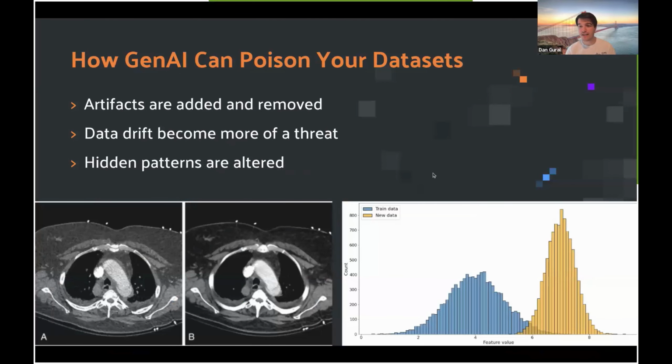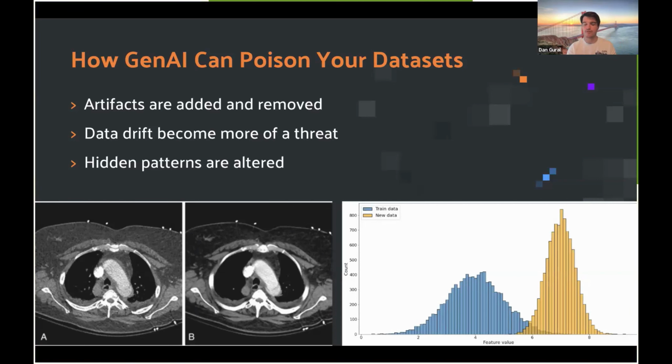A couple of examples of how this can happen. One is that artifacts are added or removed from your images after passing them into some type of Gen AI or artificial intelligence model. For instance, we have these CAT scans or X-rays on the bottom left. One of the most popular ways to deal with noise in images today is to use a super resolution model. I can take my existing standard def or high def image and upscale it to 4K or something better. And if there's a lot of noise or blurriness in my image, I can remove some of that using these super resolution models.